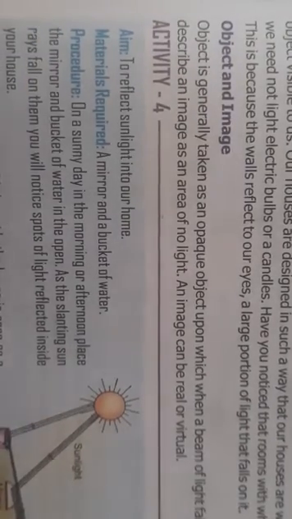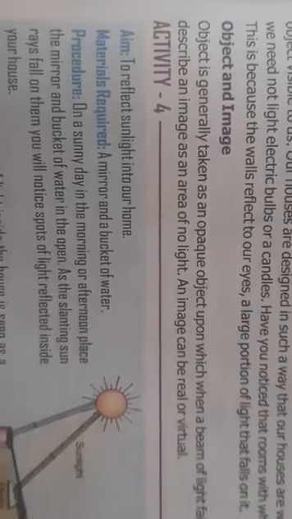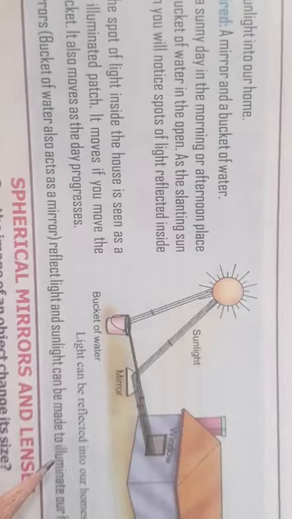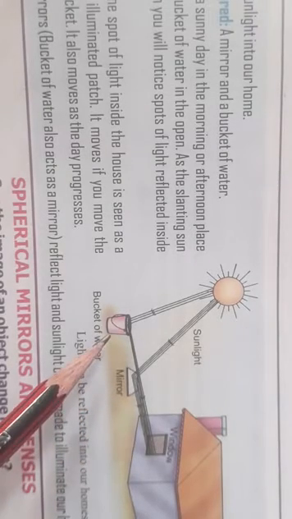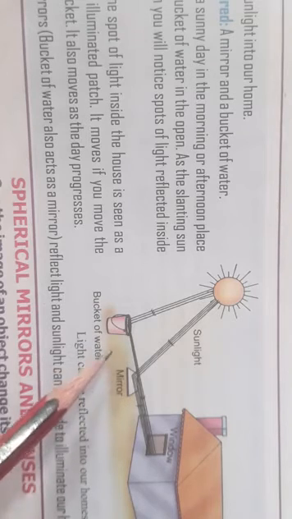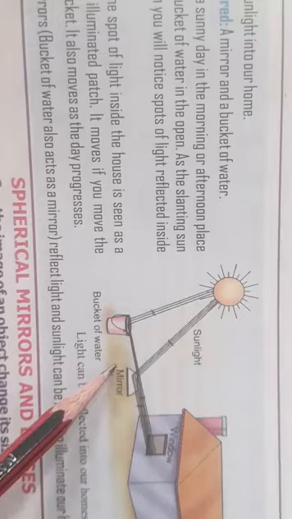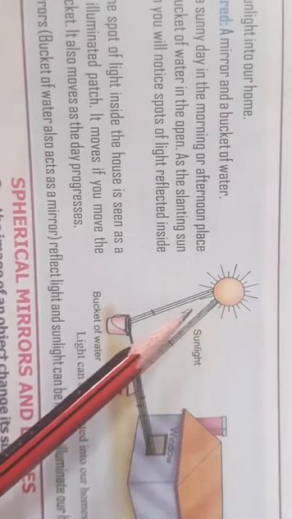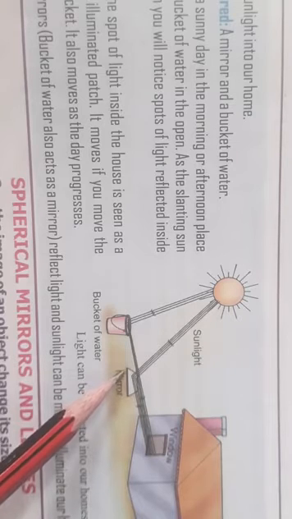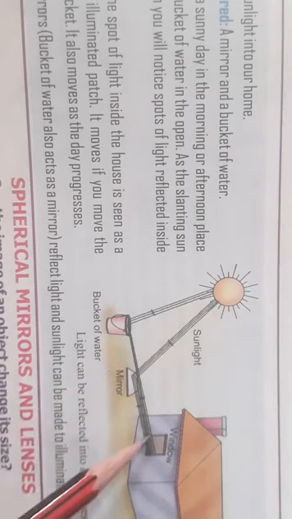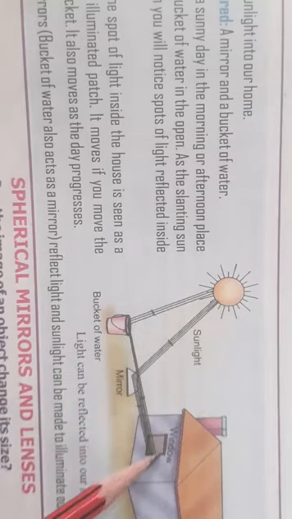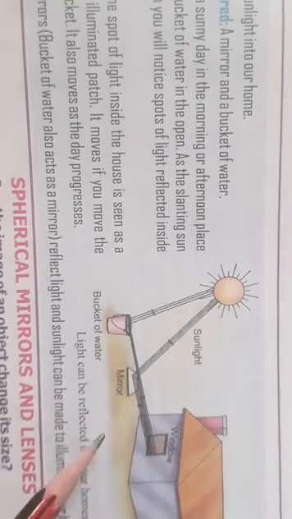To reflect sunlight into a home, you can take a mirror and a bucket of water, as shown here in the figure. On a sunny day in the morning or afternoon, you place the mirror and a bucket of water in the open. When the slanted rays of the sun fall on them, you will notice spots of light reflected inside your house. The spot of light inside the house is seen as a more illuminated patch. This you all have done. I hope you all can do this.